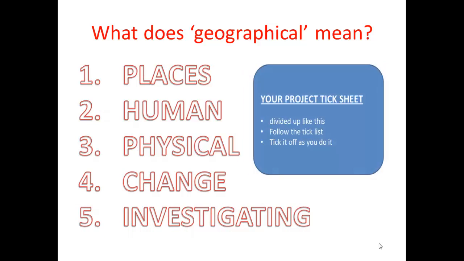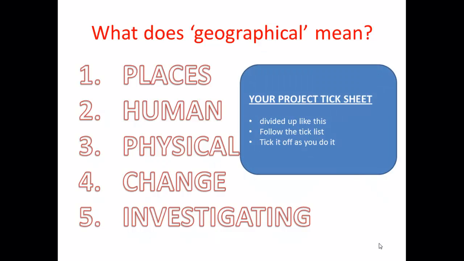Now, if you have a look at your project tick sheet that your teacher gave you, it's also on the VLE if you can't find it right now, you will see it is divided up just like this. Section 1 is all about place, Section 2 is all about human features, Section 3 all about physical features, Section 5 is all about change, and Section 4 is all about how you found out your information. We call this investigating. So the top tip here is if you stick very closely to your project sheet and you tick off each thing as you do it, you will be keeping your project geographical.